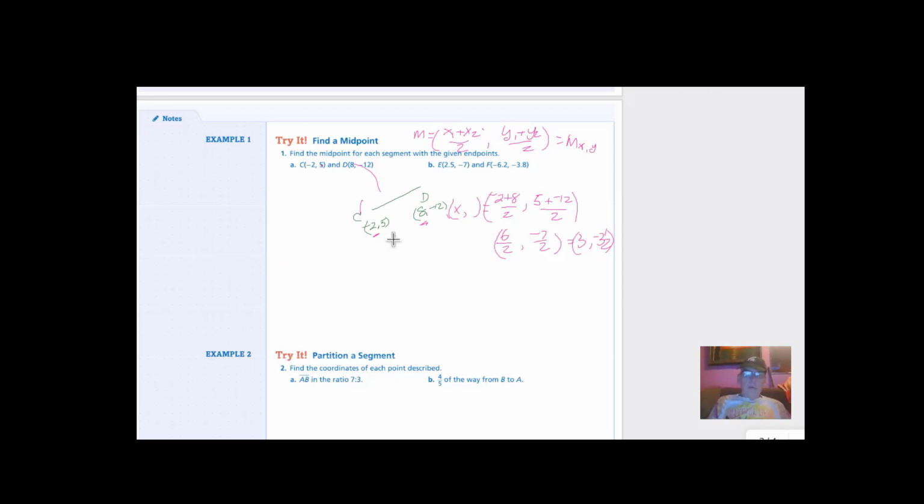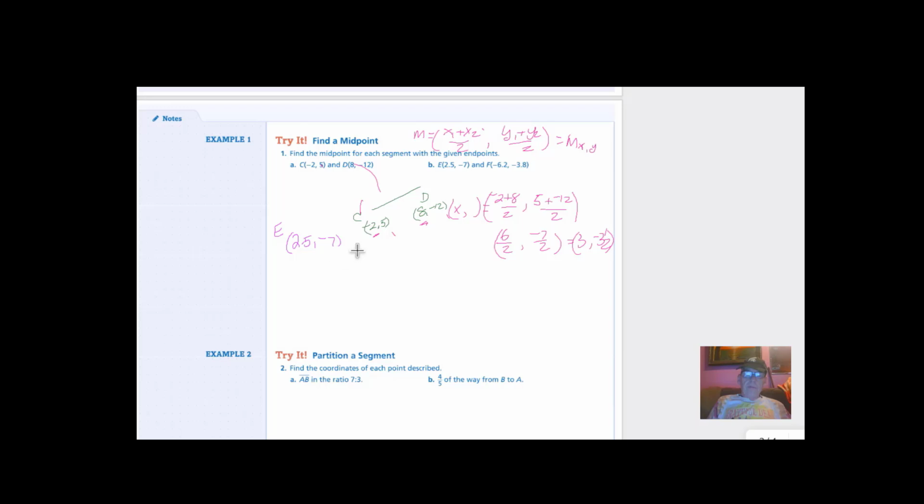Okay, let's look at part B. So a good way to do this is always try to sketch a diagram, but for this one, we'll just do the formula, the way that they give it to us. So I'm going to copy the points down here. So we have 2.5, -7 for 1 point. That's our E.